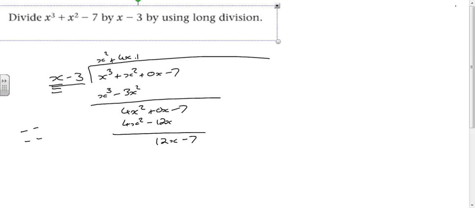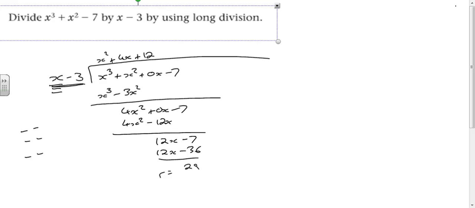And then what we're going to do is see what you multiply x by to get 12x. That's going to be plus 12. So multiply everything then by 12. So that's going to be 12x minus 36. And we do the top, take away the bottom. So 12x take away 12x goes. And minus 7 take away minus 36. Again, take away minus. It's going to be minus 7 plus 36, which is going to be 29. Which means that we've got a remainder of 29.